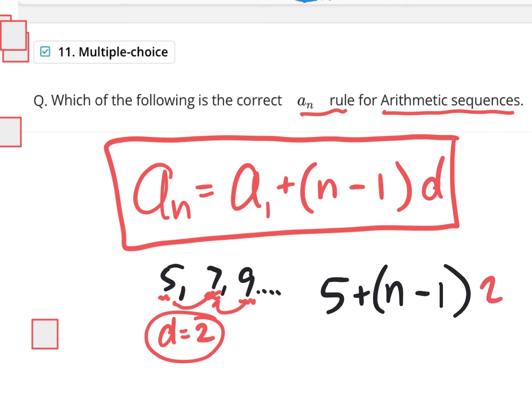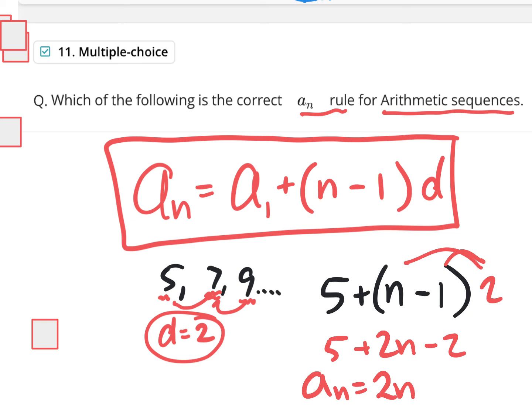And let's simplify this a sub nth rule by distributing. That'll be 2n minus 2 with a plus 5 out here in the front. So the a sub nth rule is 2n plus 3.